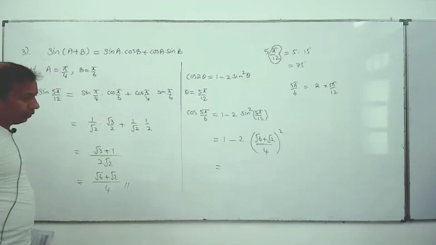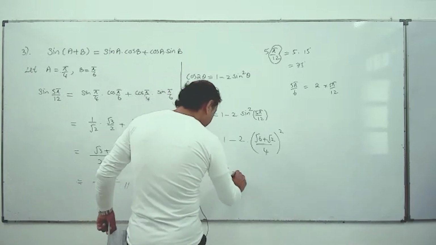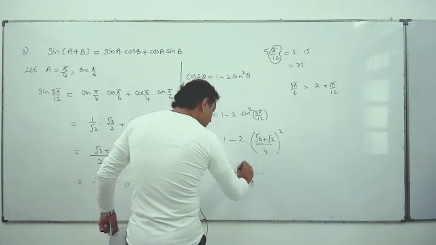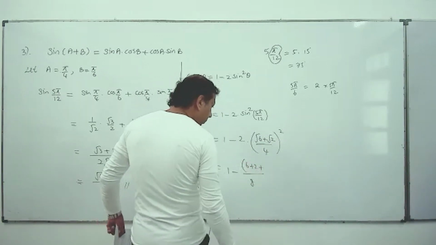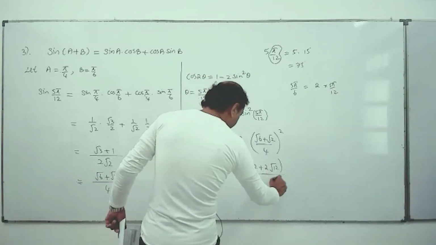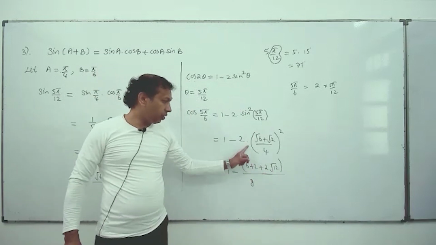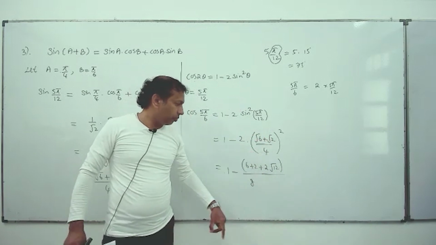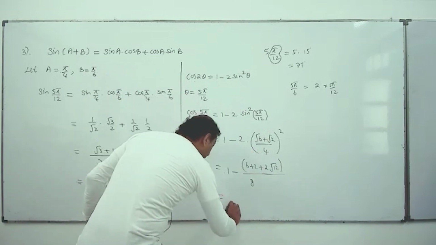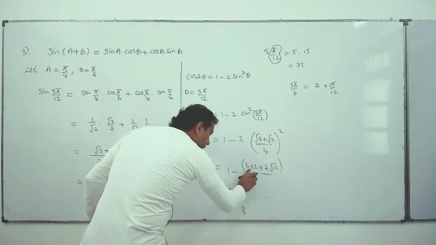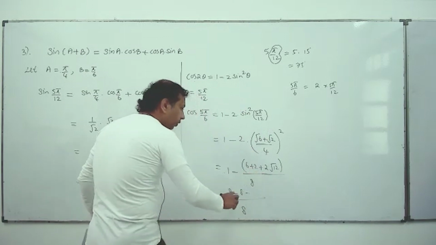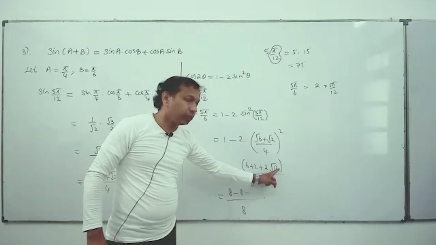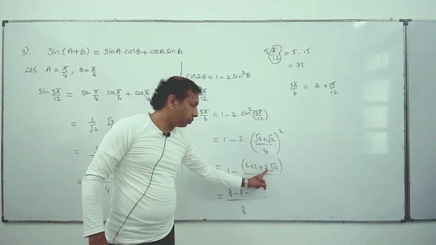Then here we get 1 minus 2 times, 4 squared is 16, and this 16 and this 2 we can divide, so we write 8. The square is 6 plus 2 plus 2 root 12: root 6 squared, root 2 squared, and 2 times root 6 times root 2, which is 2 root 12. Then take 8 common. Here 1 minus (8 plus 2 root 12) by 8. Here 12 we can write as 4 into 3, then the root of 4 is 2, so 4 root 3.